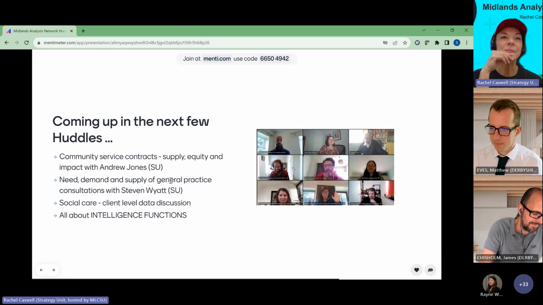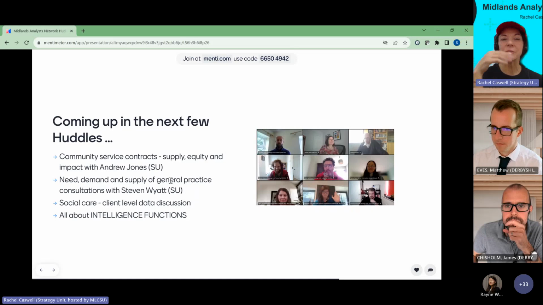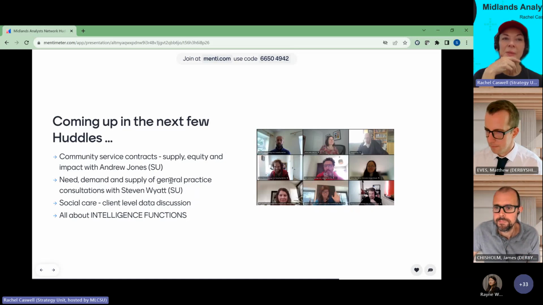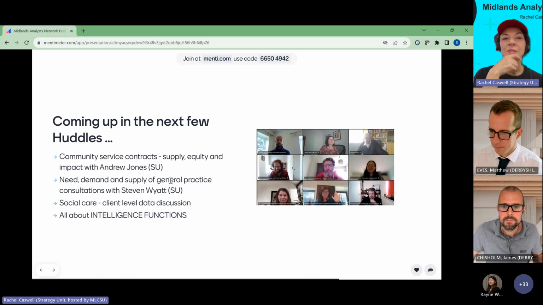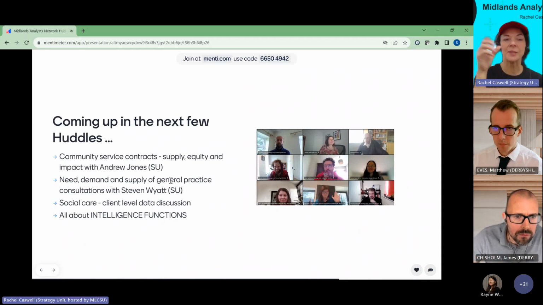Just finishing off, if you hear anything in the background, it's Jack Roper. Anyway. Coming up in the next few huddles, we've got Andrew Jones. These aren't in order, but he's going to be talking about his work around community services contracts. We've got Stephen Wyatt, so another Strategy Unit contribution, and he's going to be talking about work around need, demand, and supply of general practice consultations. This is something that he talked about in summary at Hacker in July.